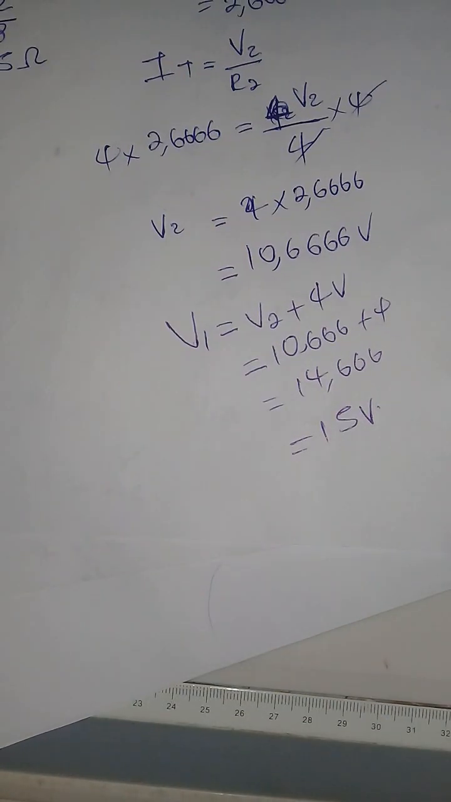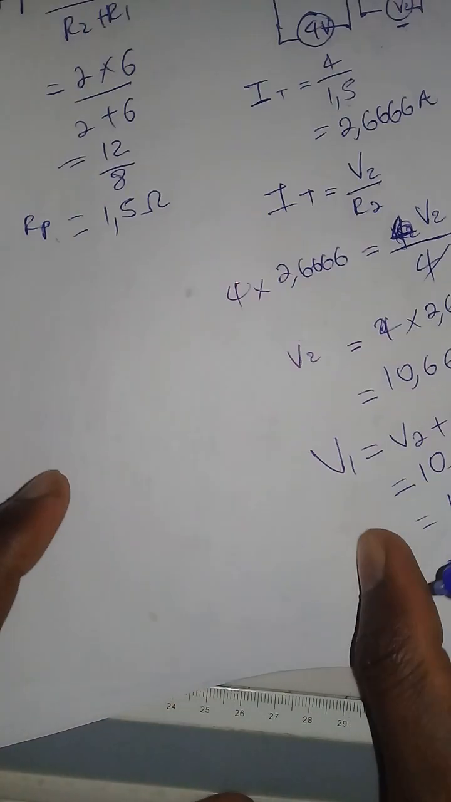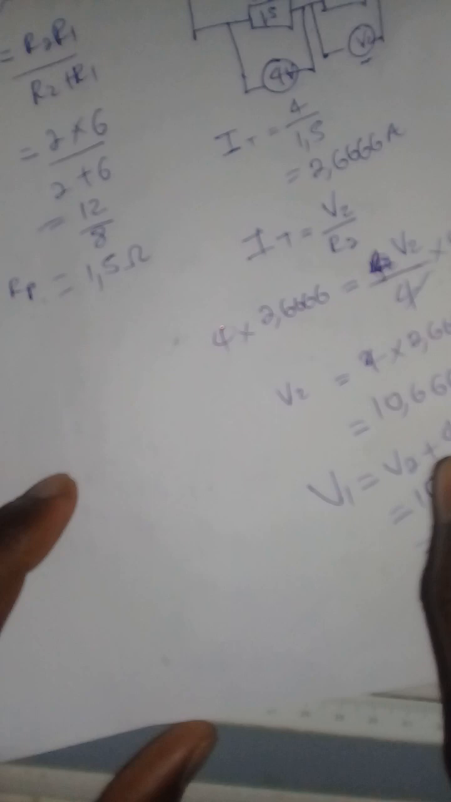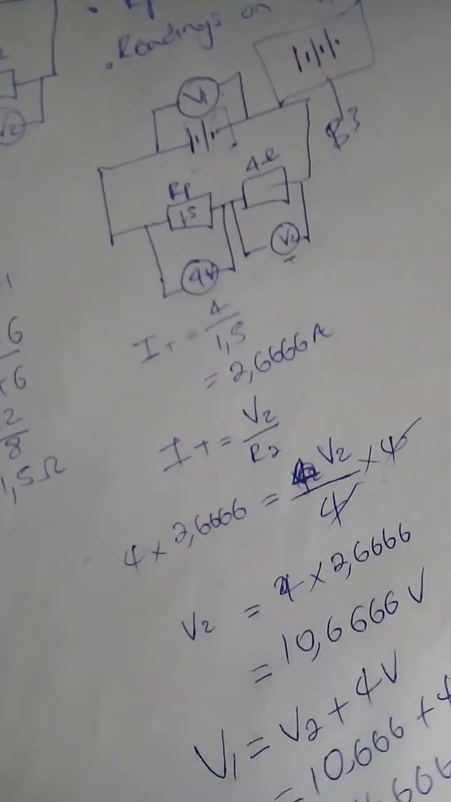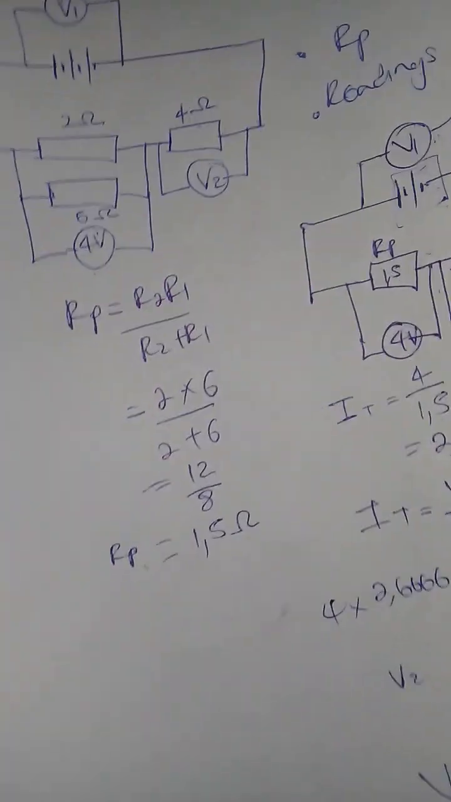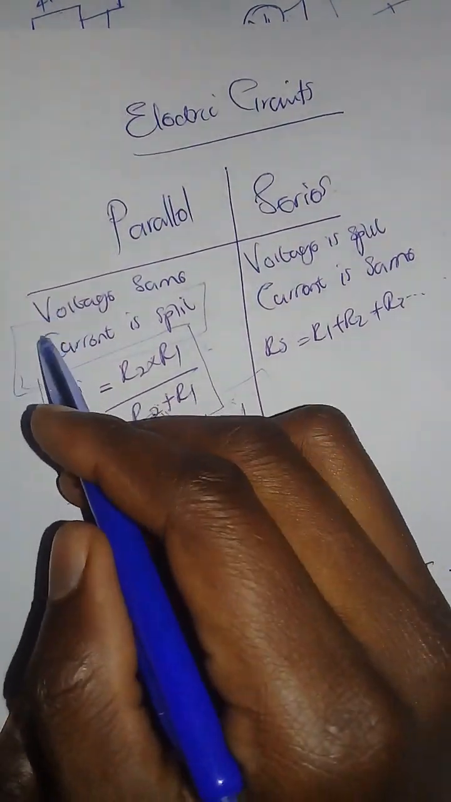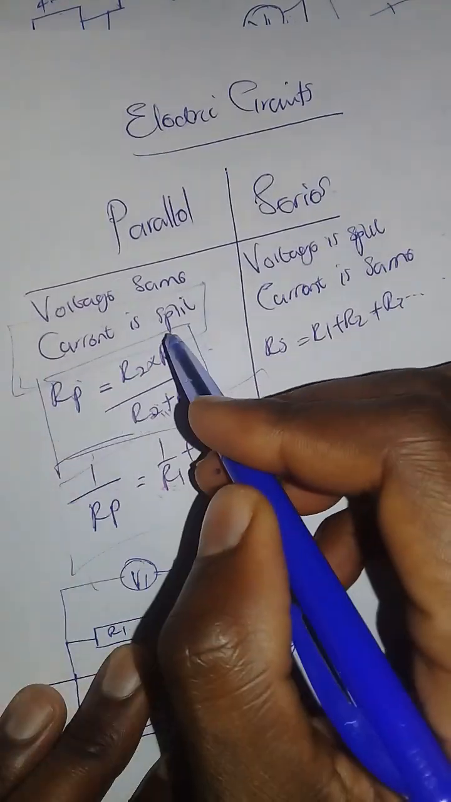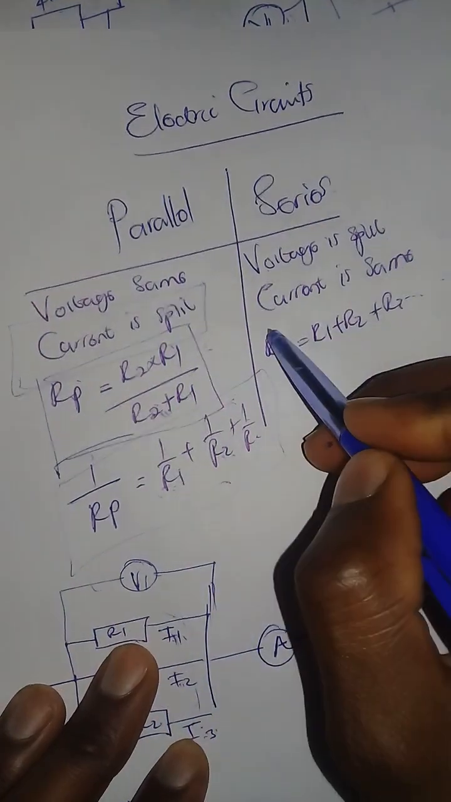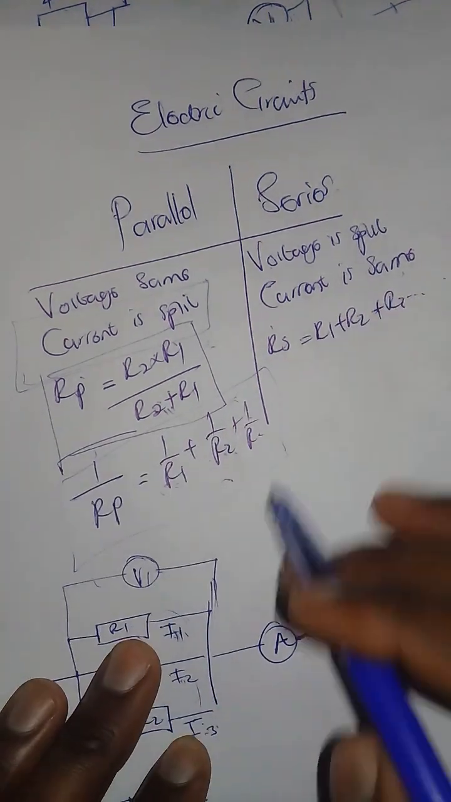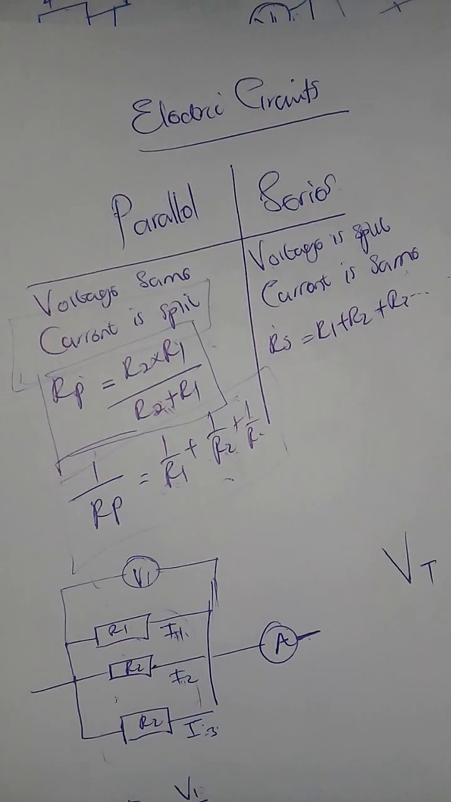So that's basically how you can calculate electric circuits. Just ensure that you understand the properties, and before you write, you must ask yourself, what can I do? These are the properties, and it's important for you to remember them. The voltage is the same, current is split, voltage is split, current is the same. That's all that you need to remember. Then you can answer any question that's related to electric circuits.